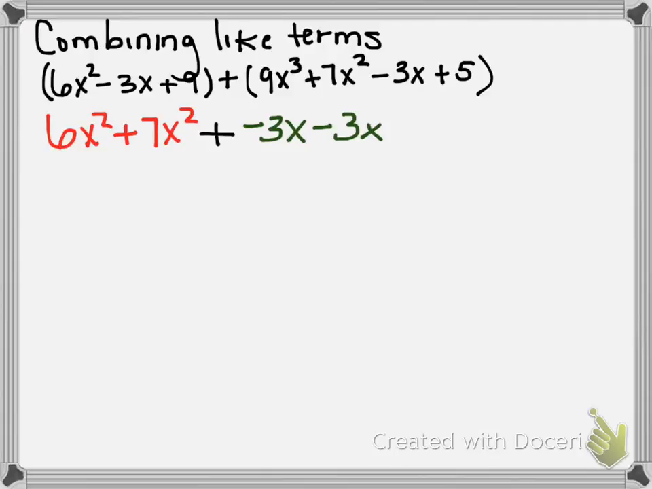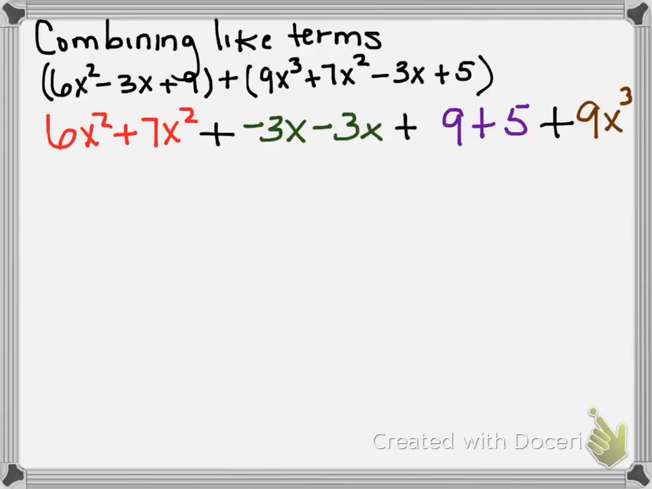And now the next one is just the number 9. The number 9 has no letter with it, so the only thing I can put it with is another thing with no letter. And at this point, ladies and gentlemen, it's 9 plus 5. Now, be mindful, if you look at the second expression, we have 9x cubed that has nothing like it. There's no term that has x cubed like 9x cubed. So we leave it in the end by itself.